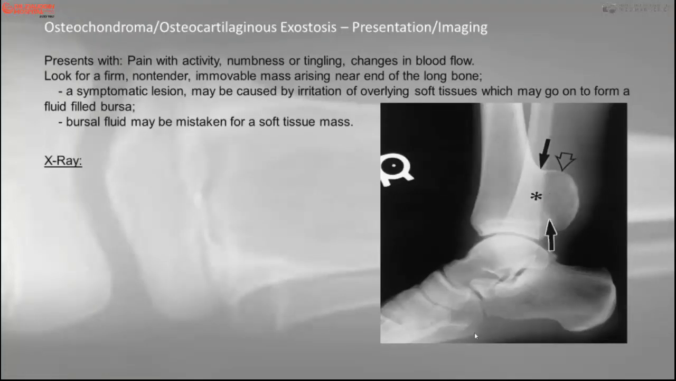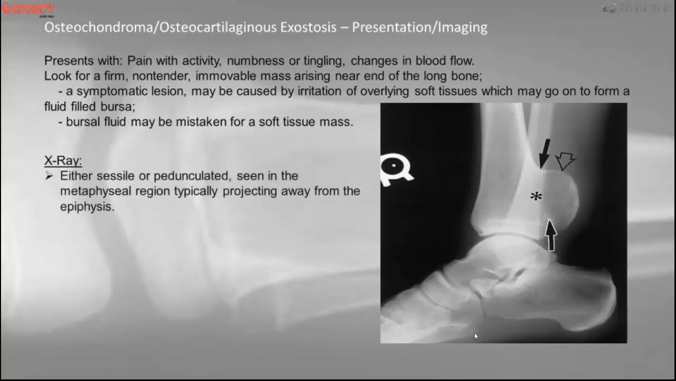Clinically, these patients usually complain of pain and tingling sensations, and when you examine, there is a non-tender immovable mass arising near the end of the long bones. A symptomatic lesion can cause irritation of the overlying soft tissue, secondary to bursitis. On X-ray, you can see the two types of lesions; either can be sessile or pedunculated.